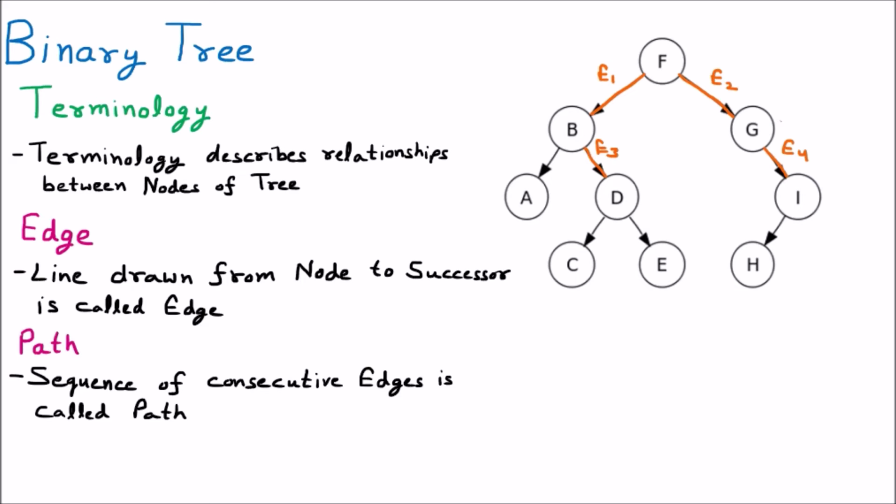So here if I connect the consecutive edges, we know that from F to G to I, this complete thing is called the path. So this is the path P1, if I say. Now from F to B to D, this is another path. So this is path 2. This way, if we combine the consecutive edges together, this is called the path.